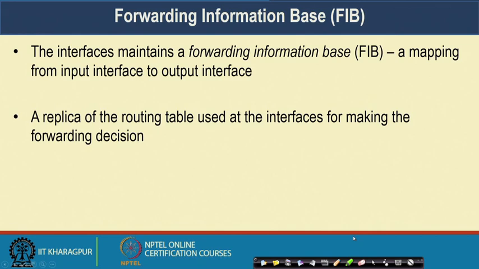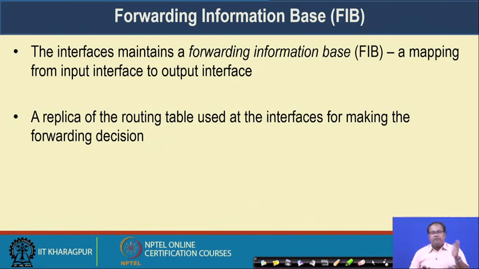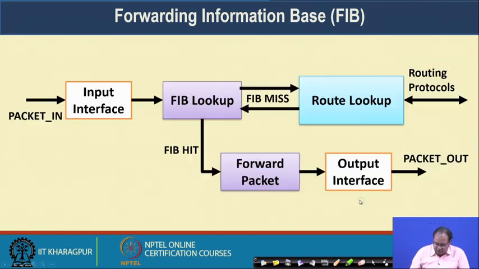So, the interfaces maintain a forwarding information base, which is the local routing table. This forwarding information base is a mapping from the input interface to the output interface. The forwarding information base is nothing but a replica of the routing table used at the individual interfaces for making the forwarding decision. A copy of the routing table is put in every individual interface in the form of a forwarding information base.